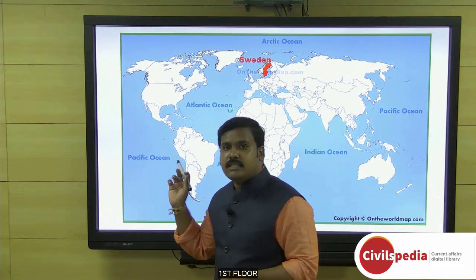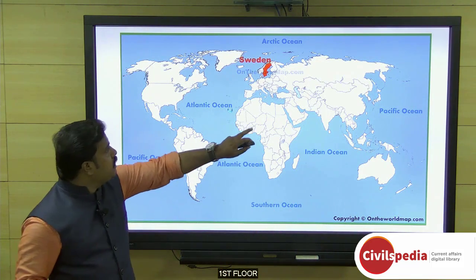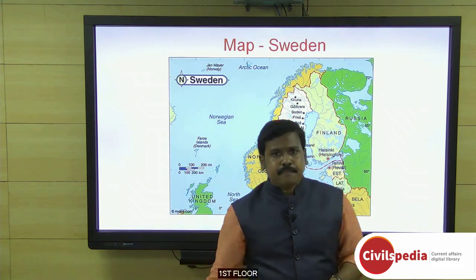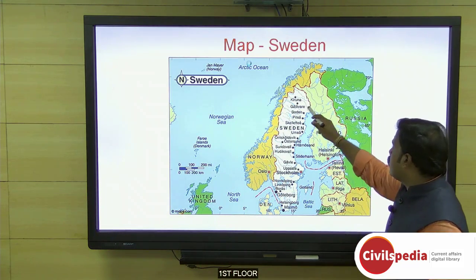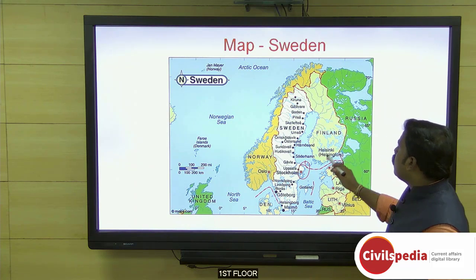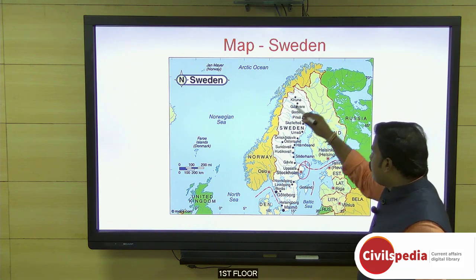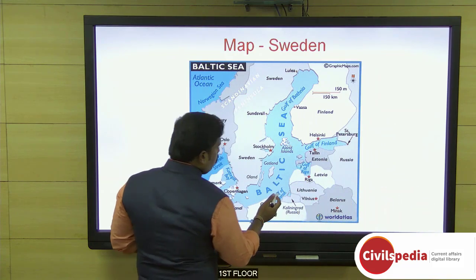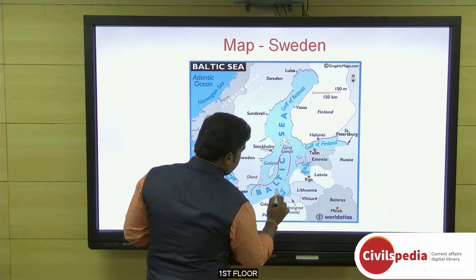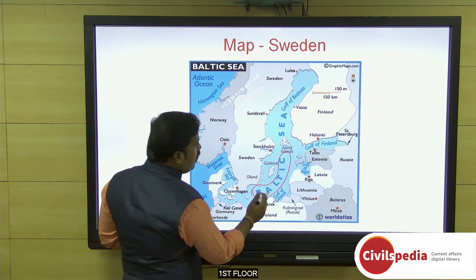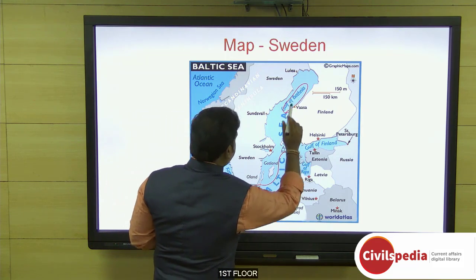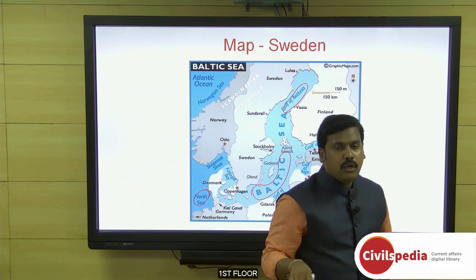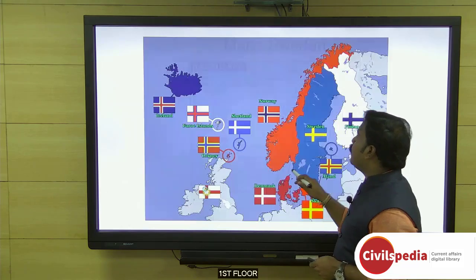Now coming to the map, this is Sweden in the world map. What are the things you can expect? Politically, you have to see Stockholm, the capital. You have to see the nearby bordering countries like Norway, Finland, and so on. And you have to notice the Baltic Sea here. You can expect questions on the Baltic Sea, the Gulf of Bothnia, and also the North Sea. These are the things you have to notice with respect to the map of Sweden.